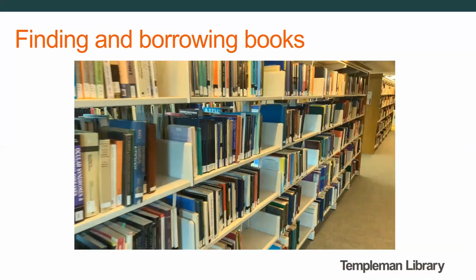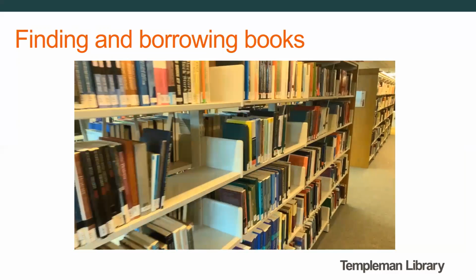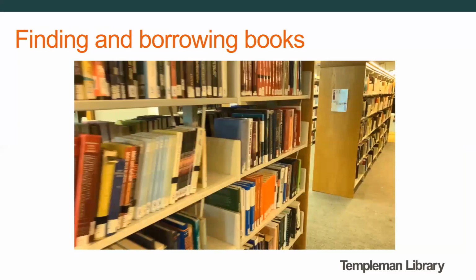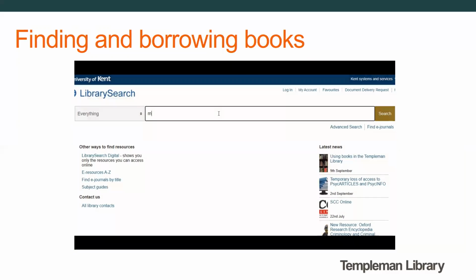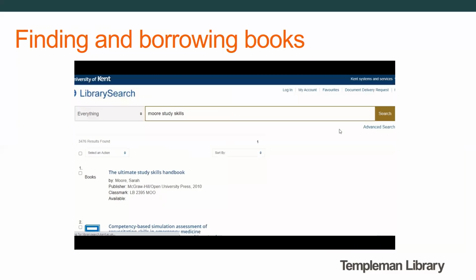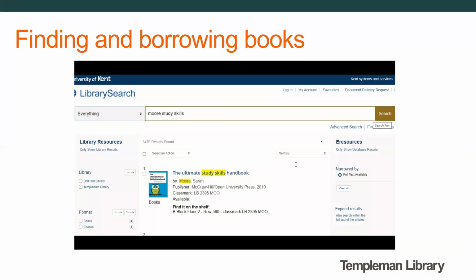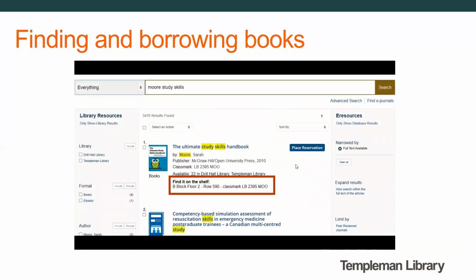The Templeman Library has over 1 million books, journals and multimedia items, but it's easy to find what you're looking for when you know how. Every item has what we call a class mark, which is sort of like the postcode for that title. To find a book's class mark, use Library Search to look up the item. You'll see a section on each search result called Find It on the Shelf. This tells you the block, floor, row and class mark that you need to be looking for.